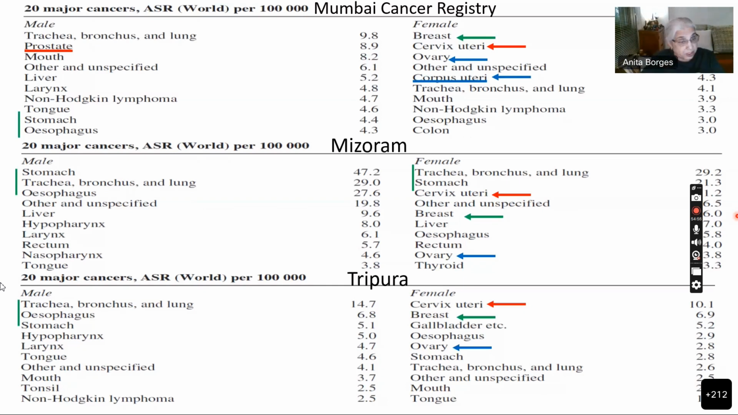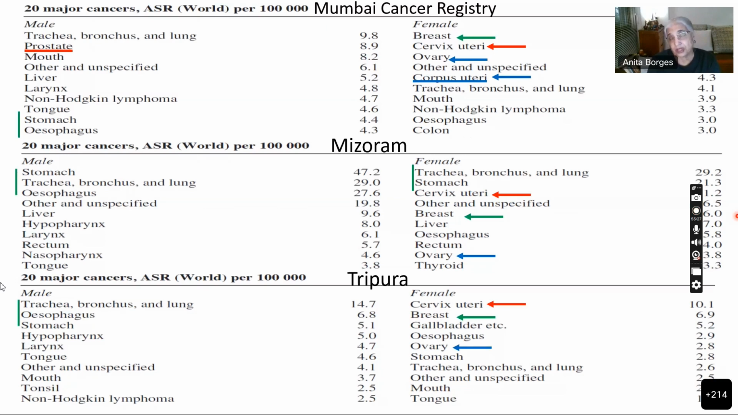Number two, Raga said that we can use it to actually screen for these cancers if there are screening procedures that are easy to do. I can't screen easily for cancer of the esophagus, can I? No. And yet, in Tripura, cancer of the esophagus is the second most common cancer at 6.8.